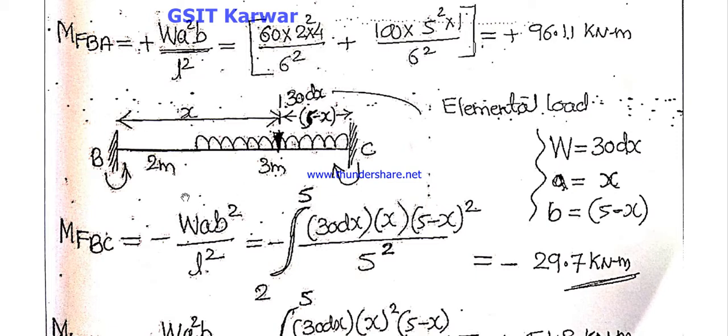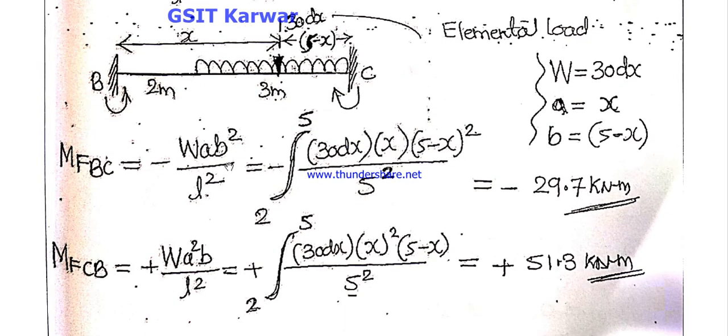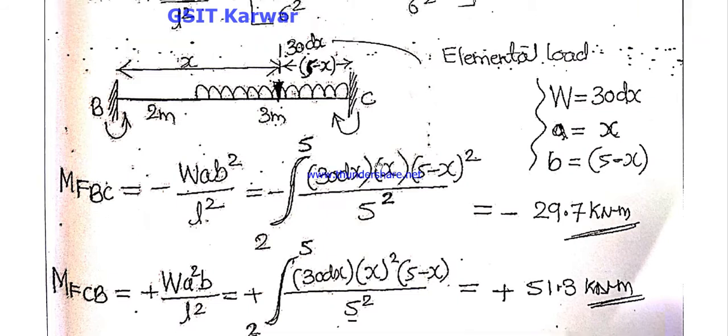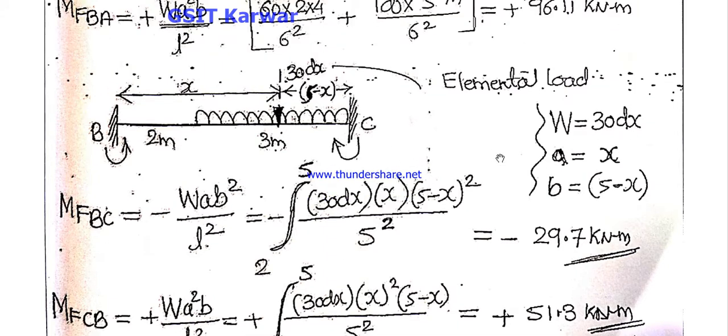For calculating this, w is 30 dx and a is x, that means this distance is x. You can observe the load condition, where the load is applying. On that basis we decide the a value. a is equal to x, b is equal to 5 minus x.